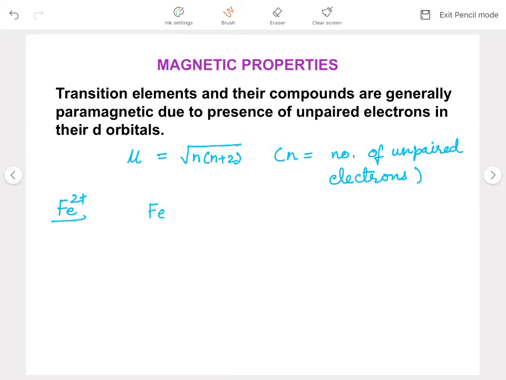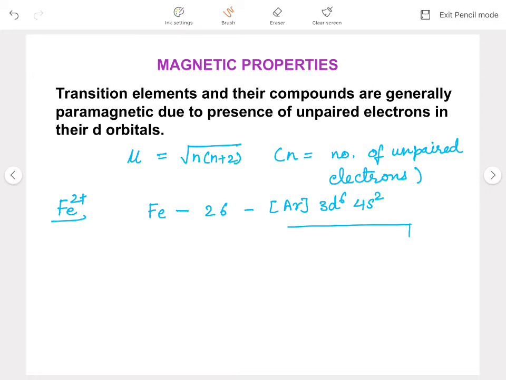First, take the atom. Fe has atomic number 26. So its configuration is argon 3d6 4s2. Configurations are very important. You must learn them. Now here the children make a mistake. They take the value of n as 6, that is the number of d electrons, but actually it is not the number of unpaired electrons.